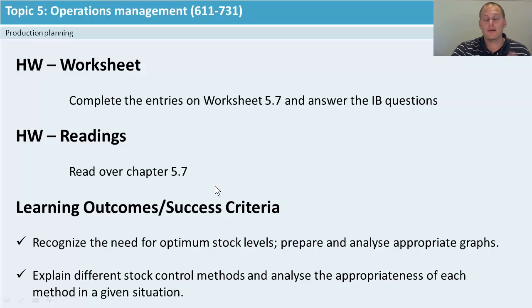Do you feel today you can be successful, that you see why you need optimum stock levels? You don't have to have the maximum, but the optimum, the correct amount, so you're not over-keeping your stock and, as a result, paying for storage you don't need.